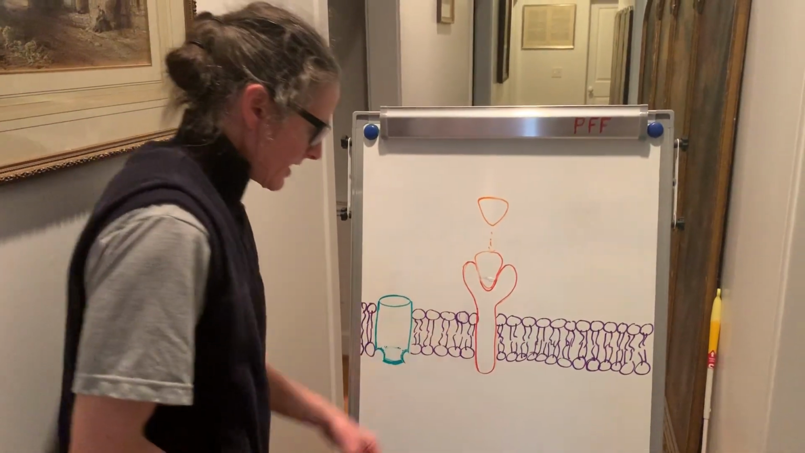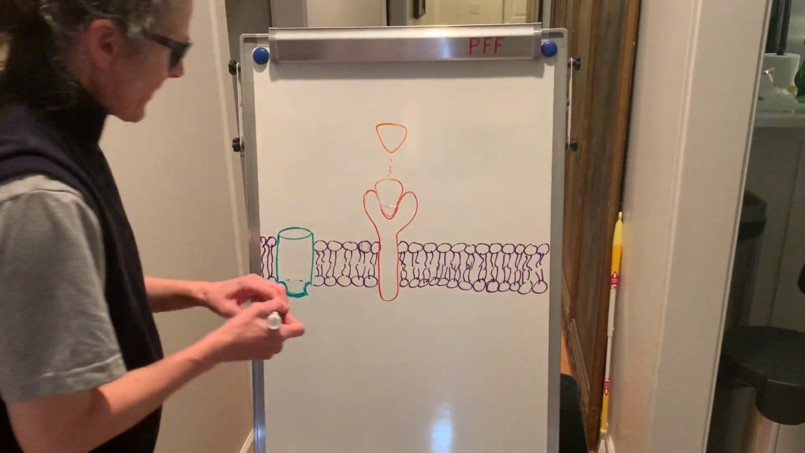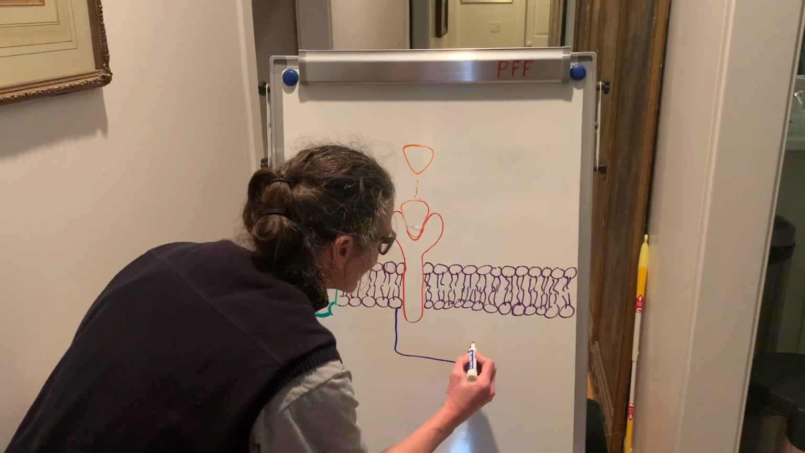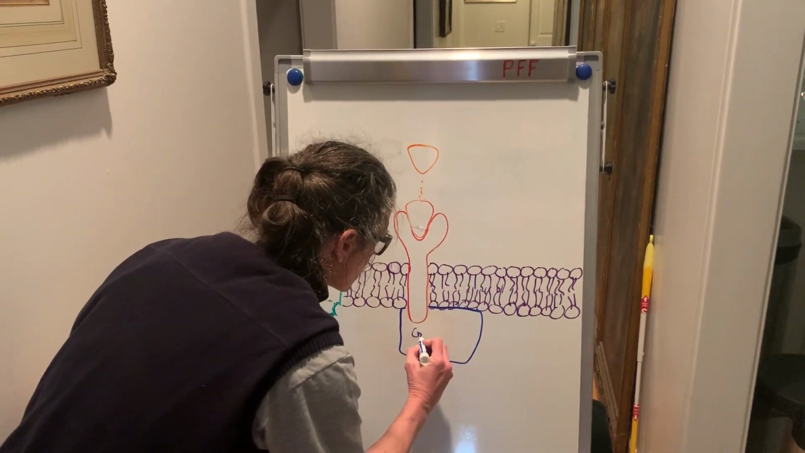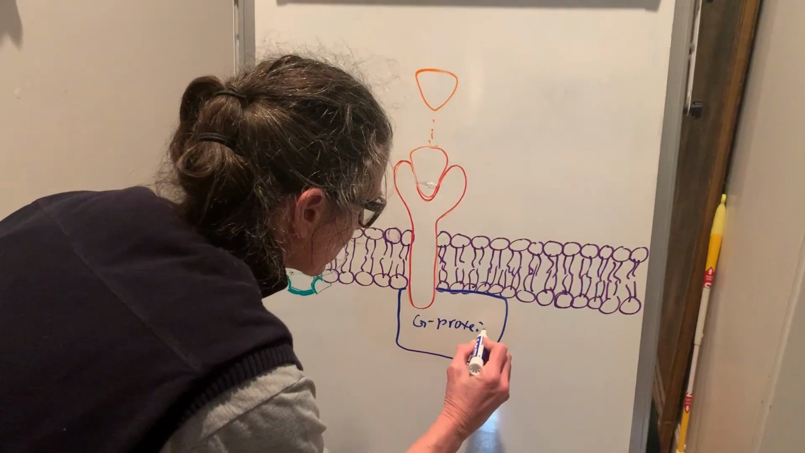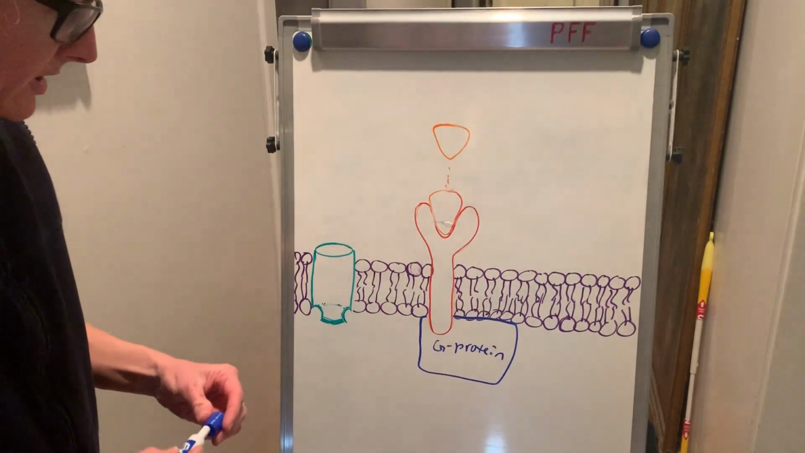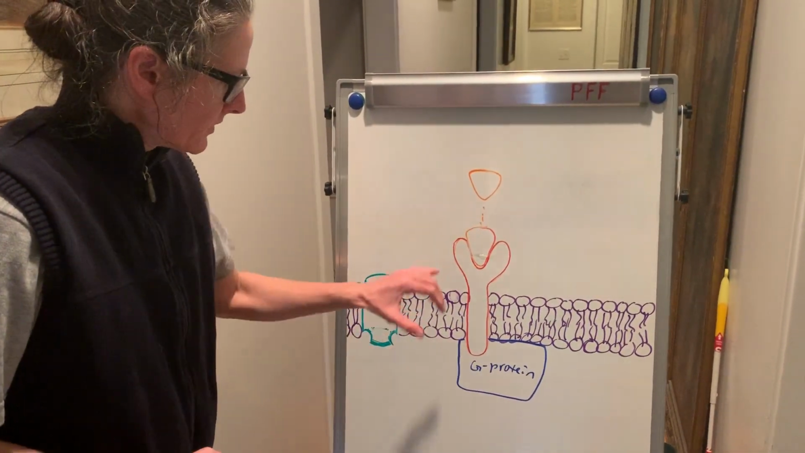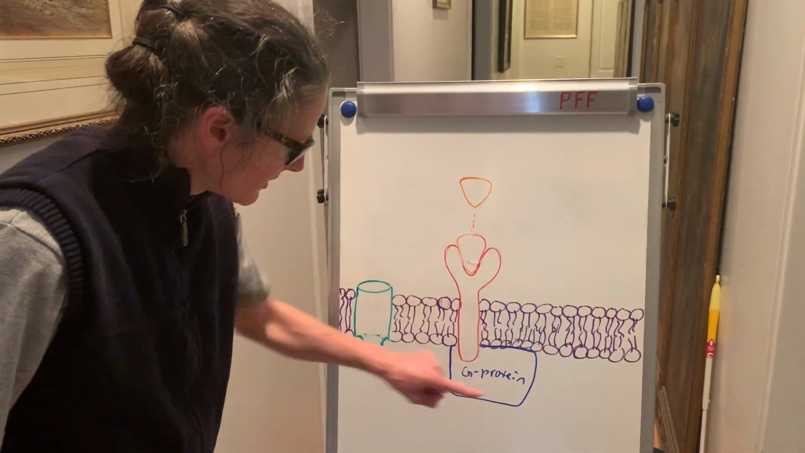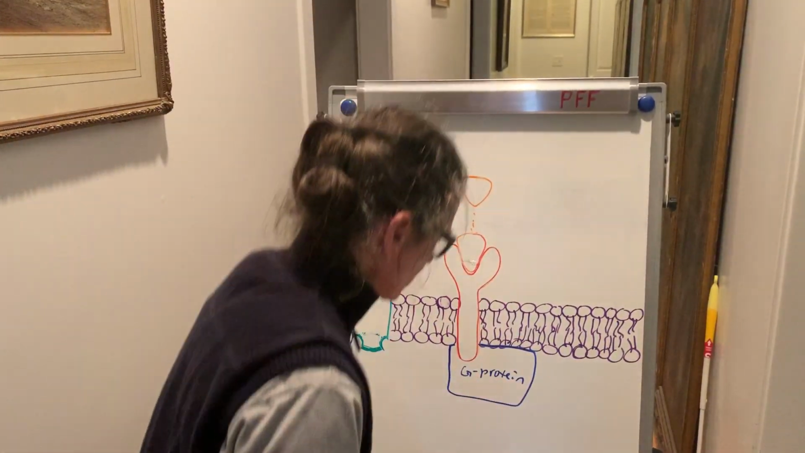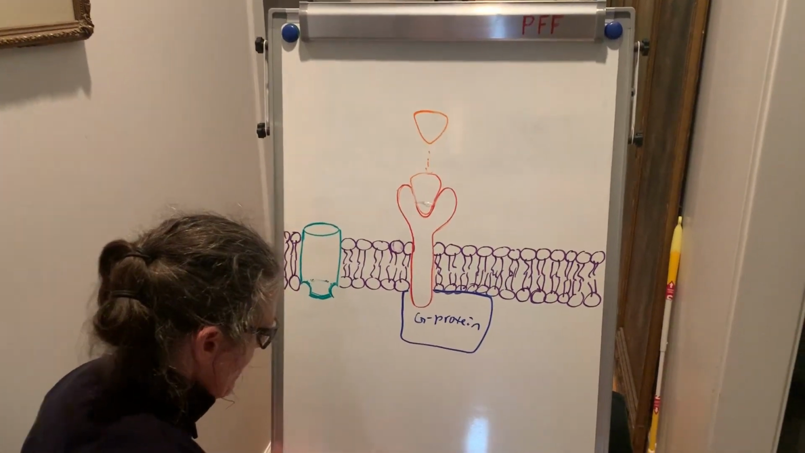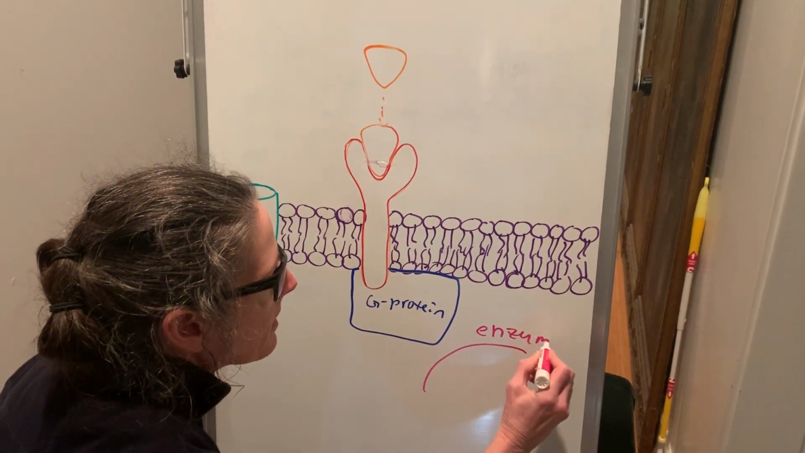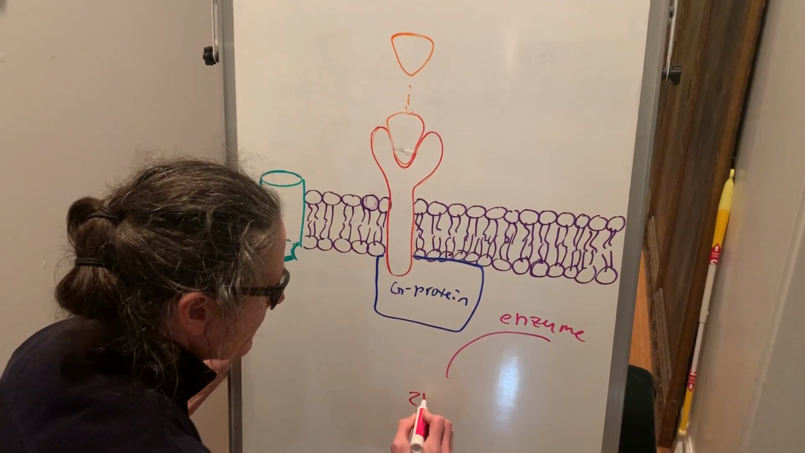The first thing that's going to happen is this membrane receptor is going to be connected to a protein that is a peripheral protein on the inside of the cell membrane. This is called a G protein. This is going to be the middleman in our entire process, because the G protein will be activated when the ligand binds the receptor. Once the ligand binds the receptor, it will activate the G protein, and the G protein will then activate some kind of an enzyme. And the enzyme is going to create our second messenger.